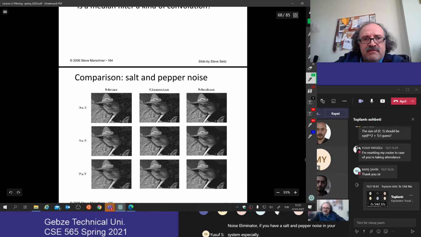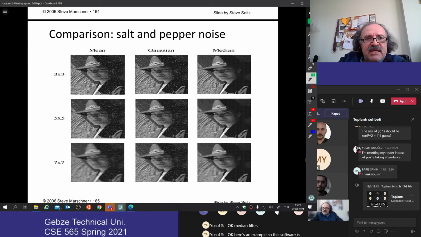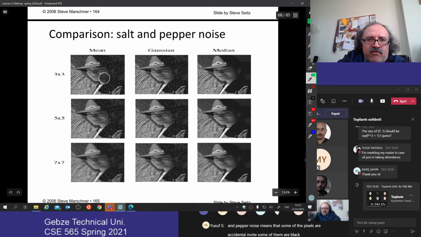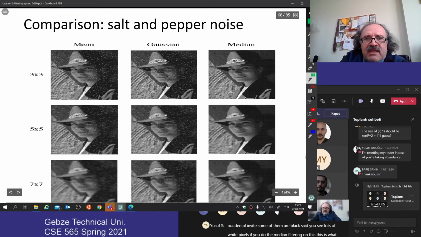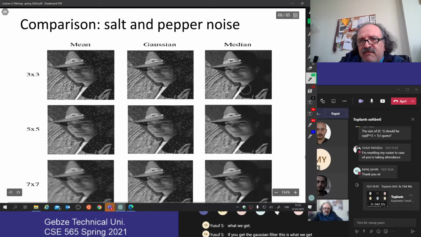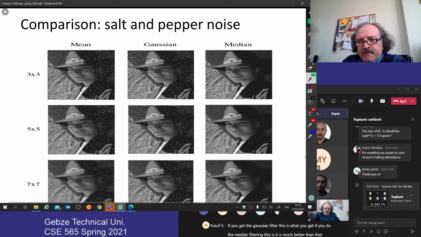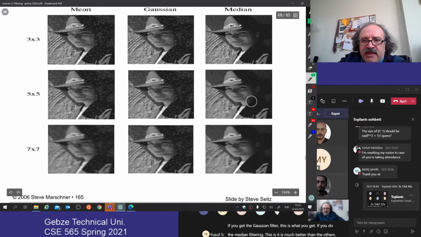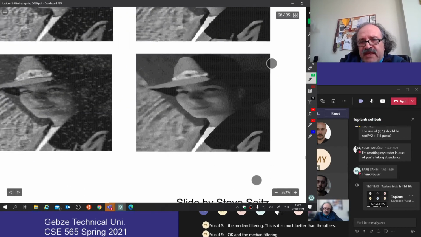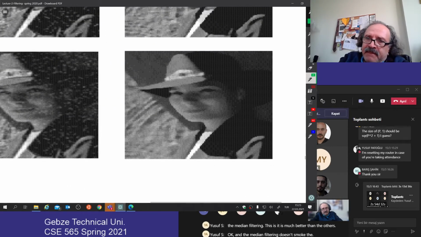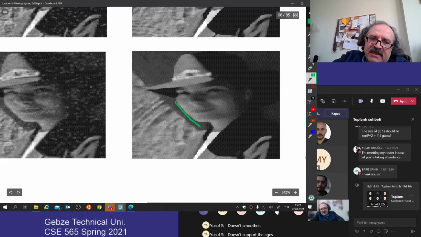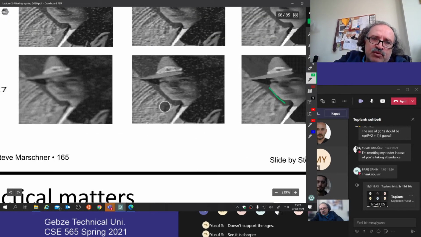Okay, here is an example. So this is a salt and pepper noise. Salt and pepper noise means that some of the pixels are accidentally white, some of them are black. See, you see lots of white pixels. If you do the median filtering on this, this is what you get. If you apply the Gaussian filter, this is what you get. The median filtering is much better than the others. Okay, and the median filtering doesn't smooth the edges. See, it is sharper. This one smooths out the edges. Edges are all smoothed.